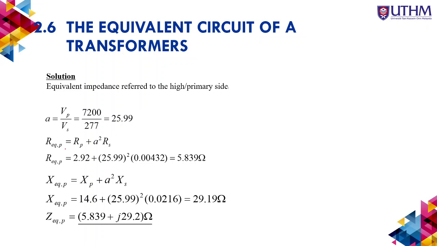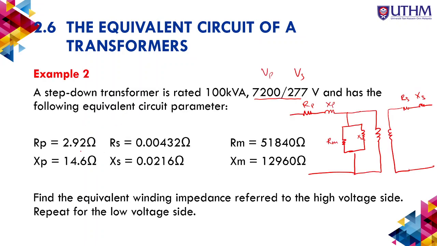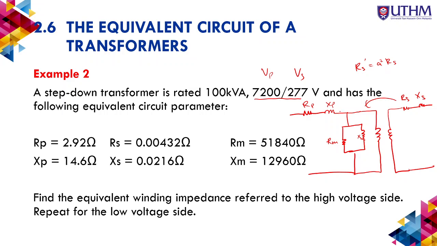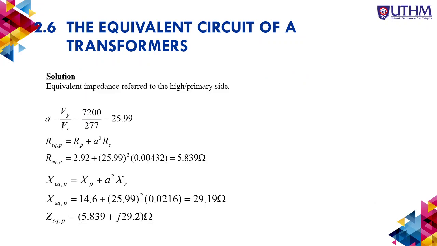So it asks for R equivalent, so we transform the secondary to the primary. Okay, to transform RS, we can do RS prime is equal to a squared RS. Okay, we do it like this. So when we add this, it will be in series. So this part we can ignore for now. Okay, so we transform the resistor, and then we transform the inductance. We transform one by one.